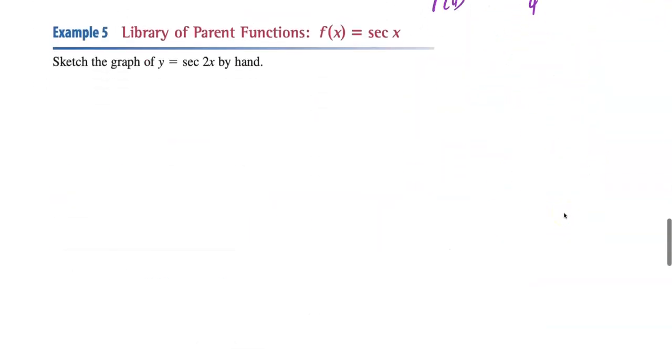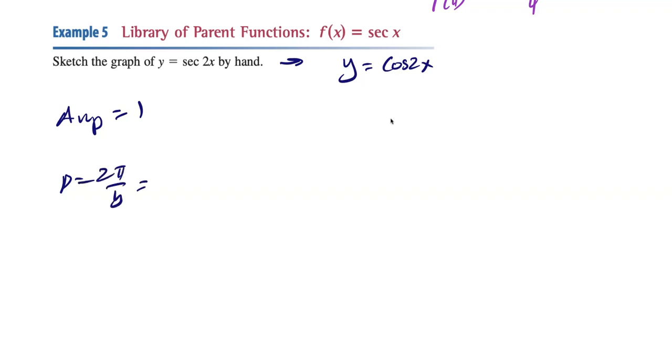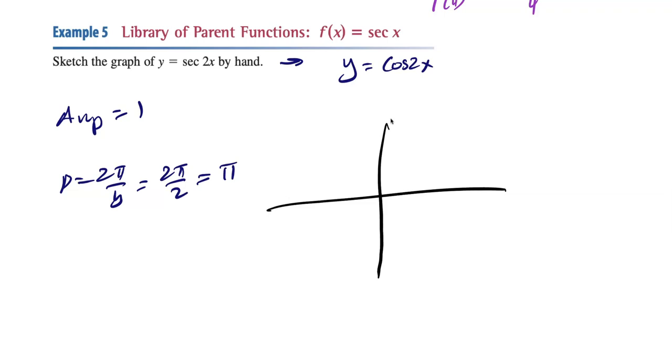Next one, let's sketch the graph of secant by hand. So secant goes with cosine. So we're going to graph y equals cosine 2x. We'll do this a little faster. Amplitude equals 1. Period equals 2 pi over b, so 2 pi over 2, which is pi. So here's my line. We're starting at 0, so I'm just going to draw. Let's do pi over 2, pi, like that. Maybe negative pi over 2, negative pi.